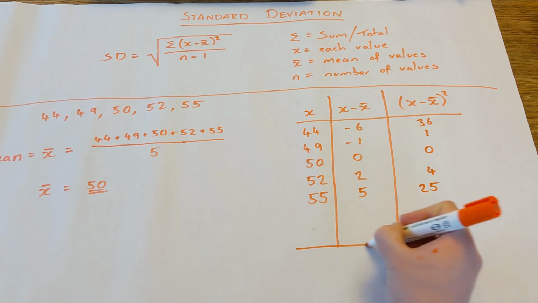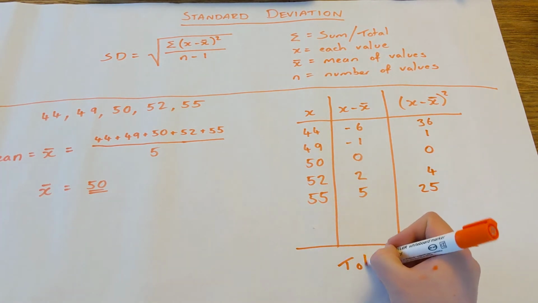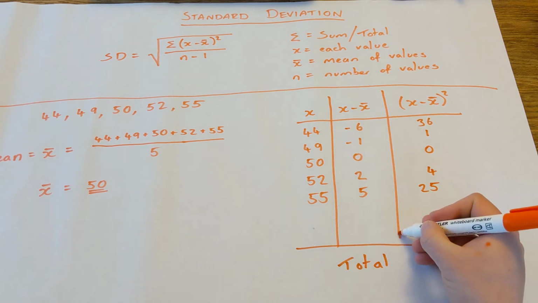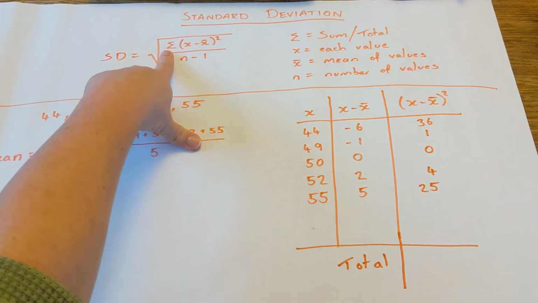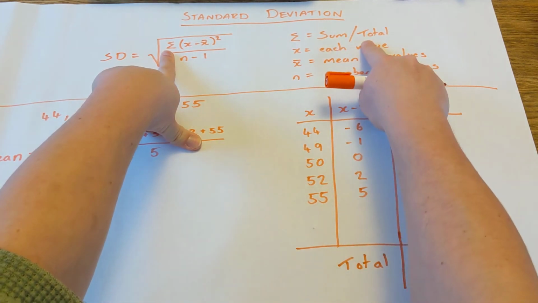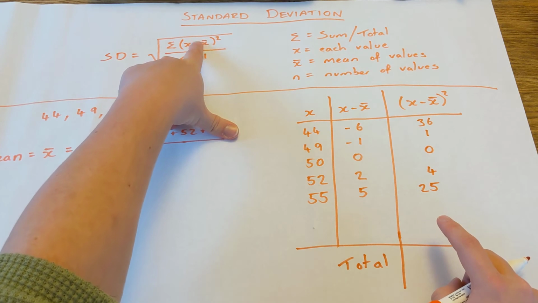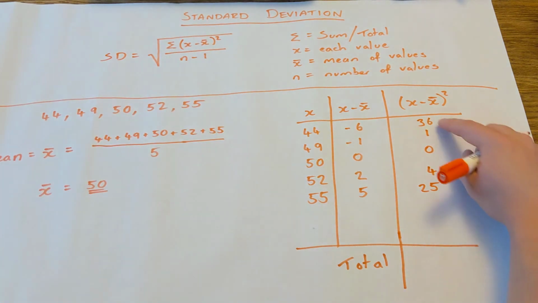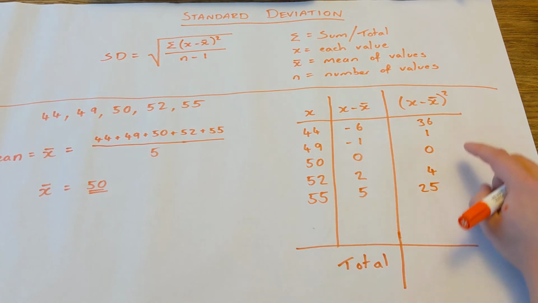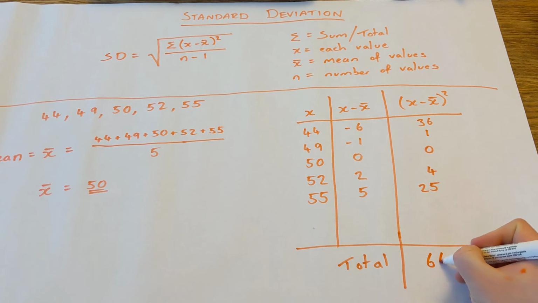Okay, so there's one last bit we want to add to this table, and that's a little bit at the bottom here. We want to work out the total, because remember, this symbol here means the sum or the total of all of these. So we've worked out each individual one of these, and then we want to work out the total of them. So again, we can use our calculator. We want to add all of these up, and our total there is 66.